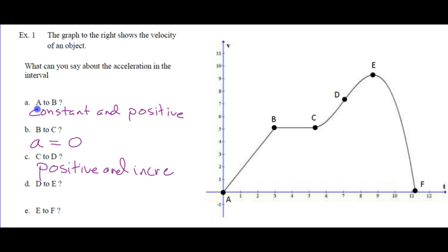And from d to e, positive, but it's decreasing, right? So now it's concave down. So it's still positive, but it's decreasing.